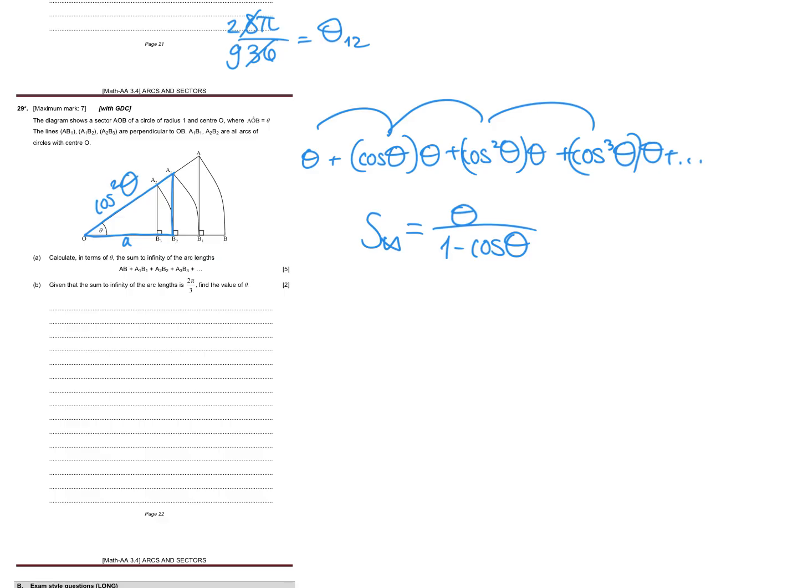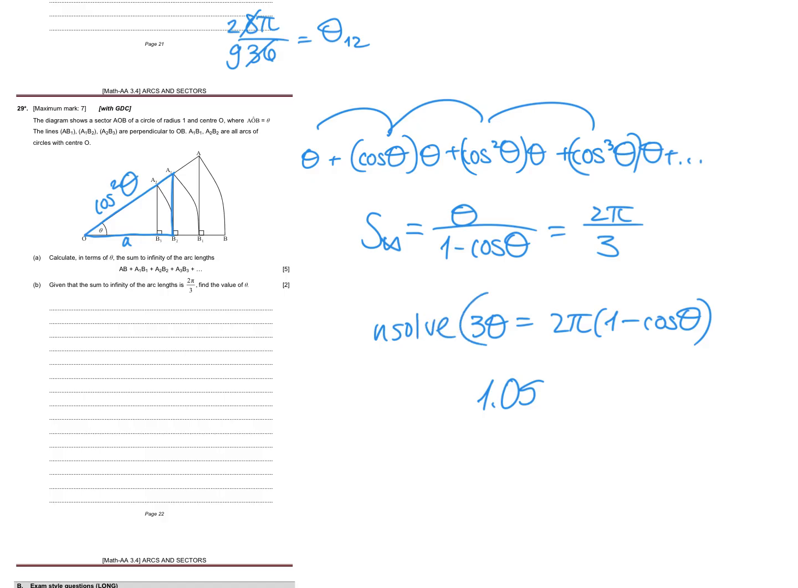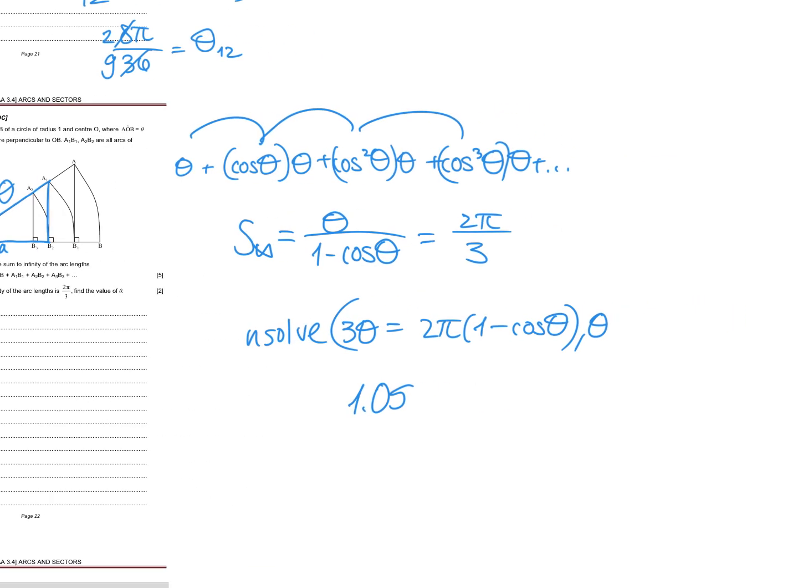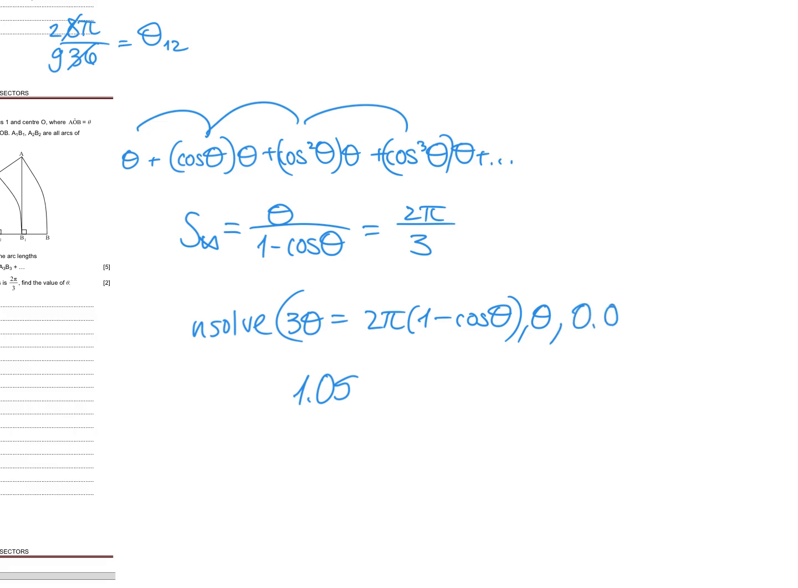For b, given that the sum to infinity of the arc lengths is 2 pi over 3, find the value of theta. This is going to be with the graphing calculator. So you can either graph it or solve it. And I did the same thing as last time, because when you put this in, you get theta 0, but clearly theta can't be 0. So I get theta is 1.05. When I put this in and solve this, comma theta, I actually used x, whatever, and then I put it like this.